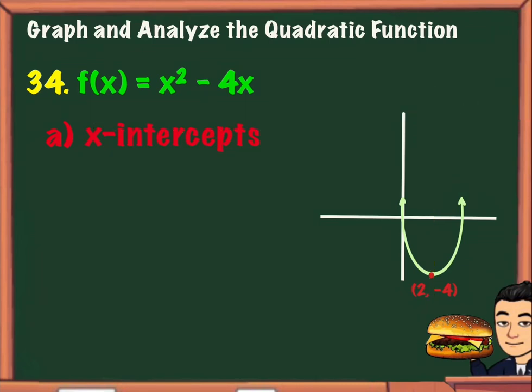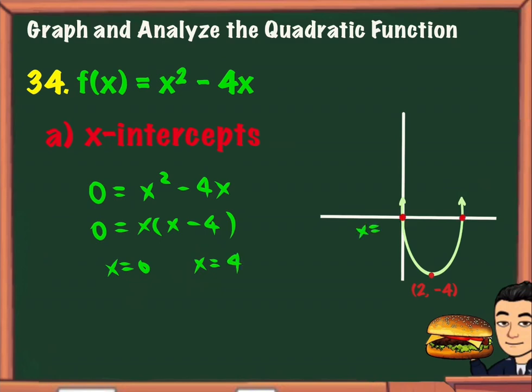The x-intercepts can be found if you set the function equal to 0. So 0 equals x squared minus 4x. If you factor out the x, you get x times (x minus 4). Which means that x equals 0 and x equals positive 4. And now you see the 2 points, x equals 0 and x equals 4.